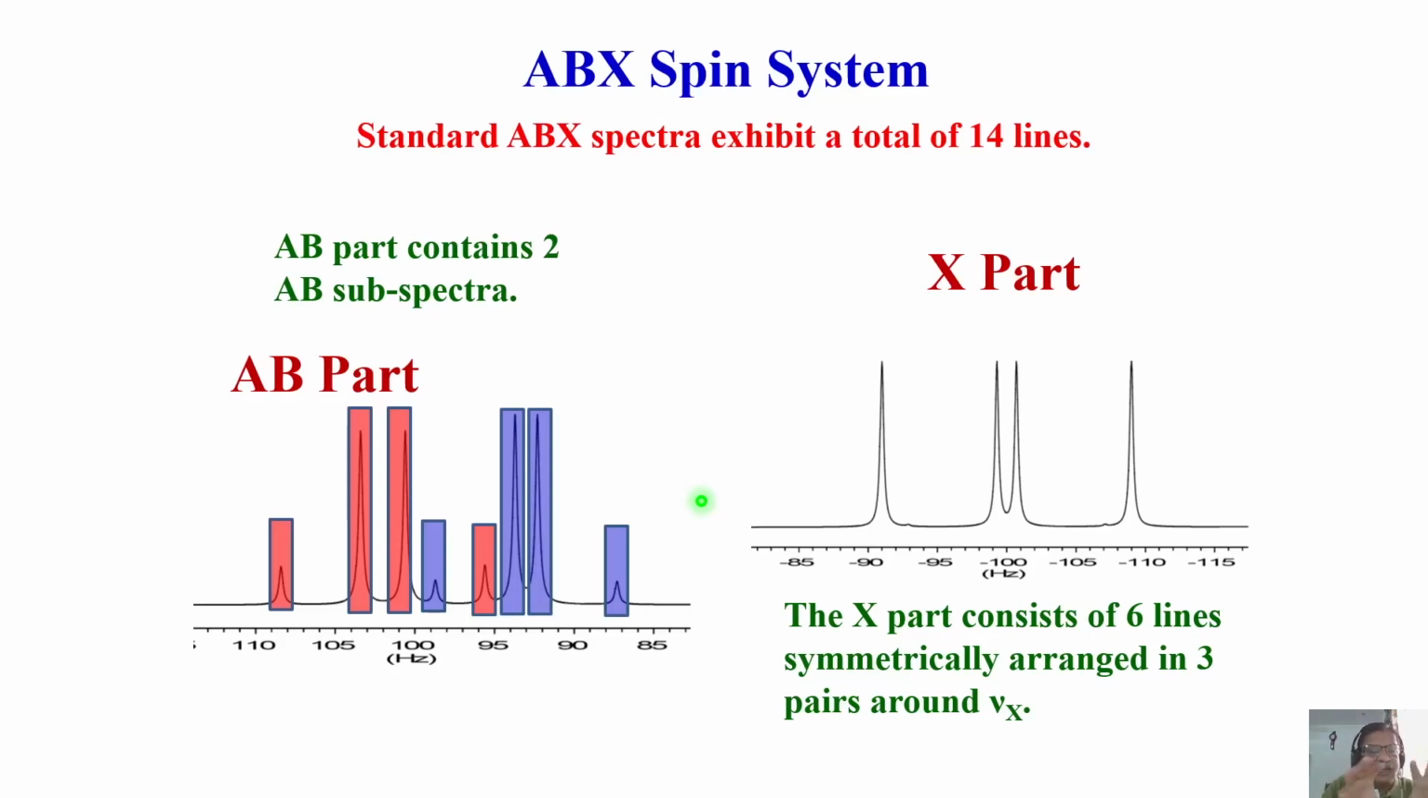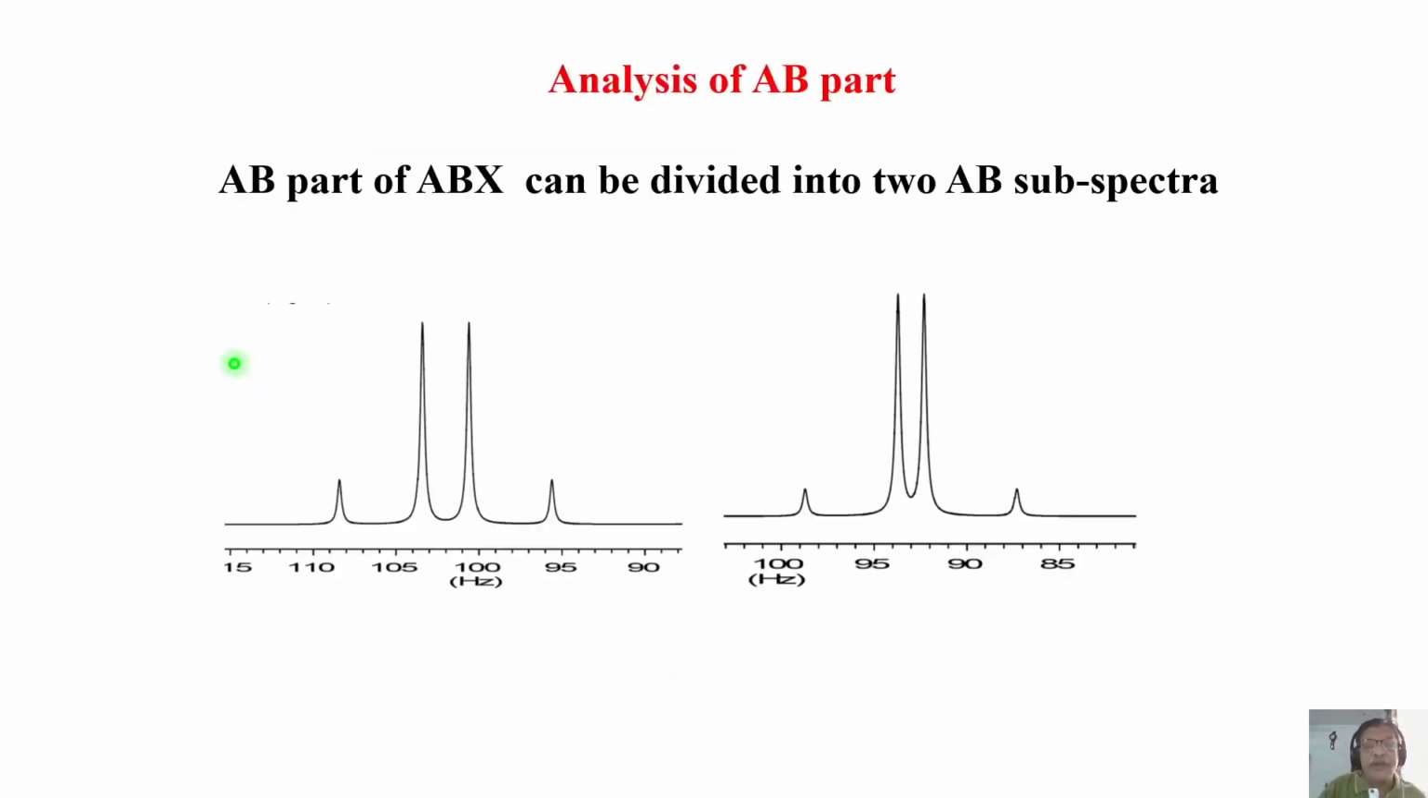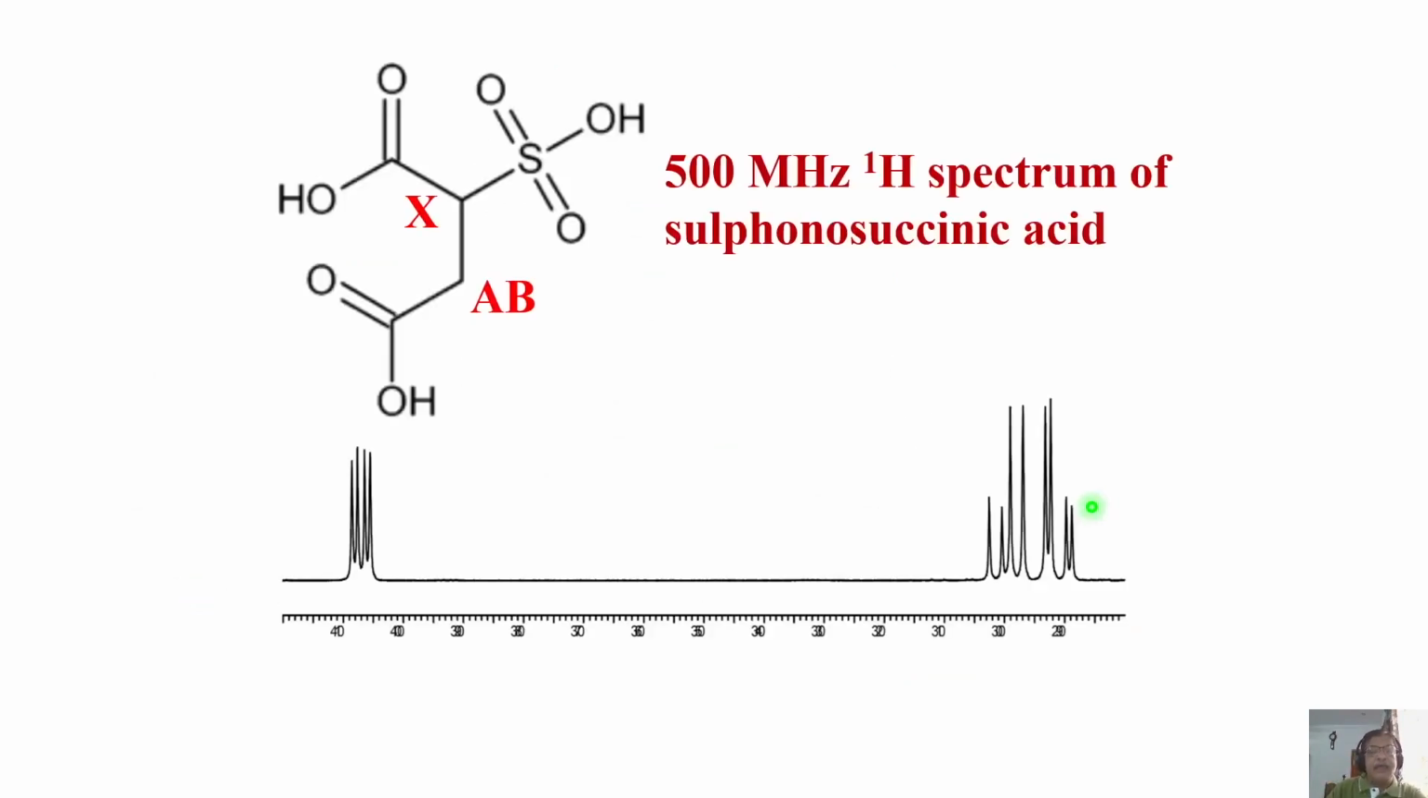In the ABX case, you get an AB part and an X part. The X part has 6 lines, symmetrical with respect to the center, and 2 weak transitions are generally not seen. So you get only 4 peaks for the X part. On the other hand, the AB part contains 2 AB subspectra, which can be analyzed. And if you expand that, the AB part can be divided into AB like this and this. And this is a classic example of an ABX.